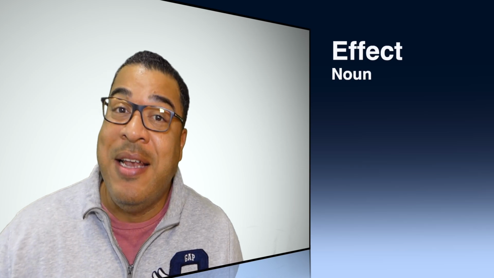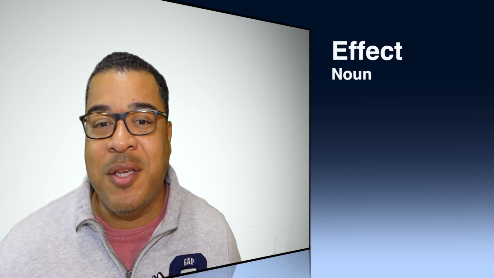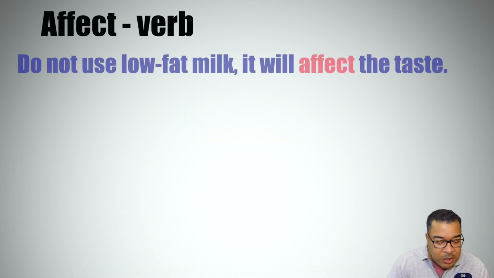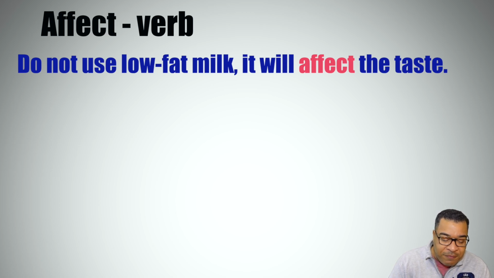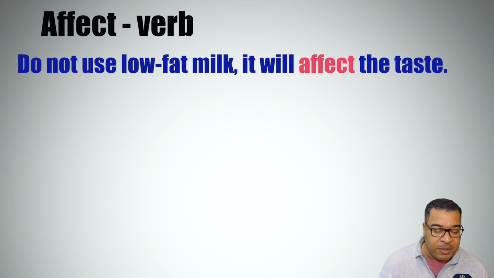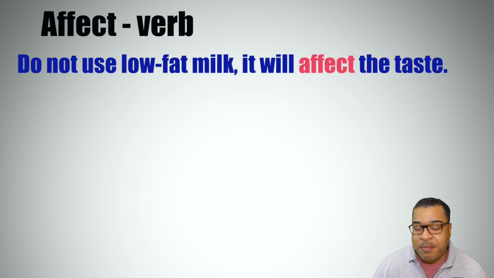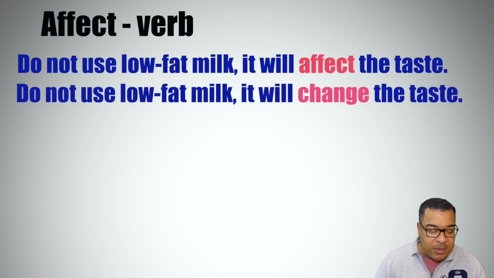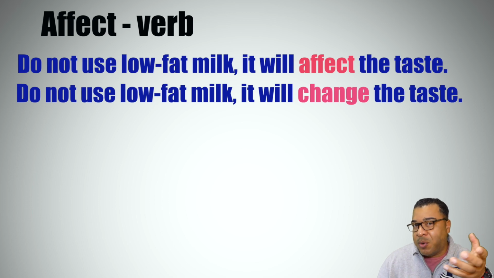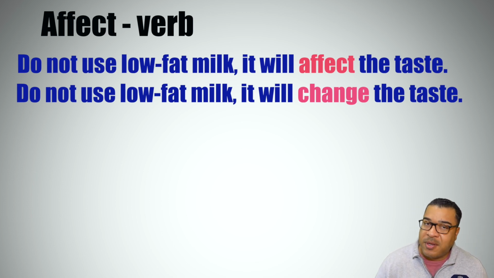Now, effect is a noun, and basically what this is telling you is a result of something. Let's give you some examples to make this a little easier to understand the difference between the two. So affect, an example: do not use low-fat milk, it will affect the taste. So here we're talking about it will change the taste if you use low-fat milk. So you can almost put do not use low-fat milk, it will change the taste. You can actually almost switch because it almost means the same thing.